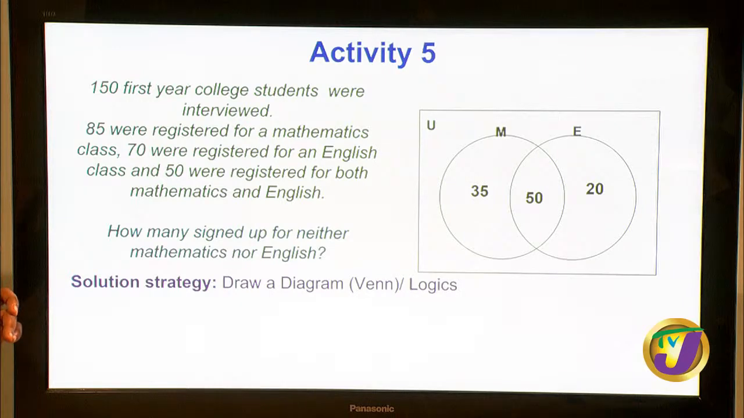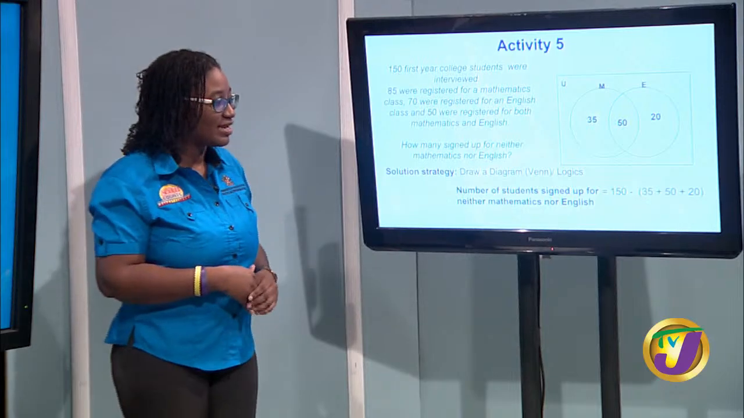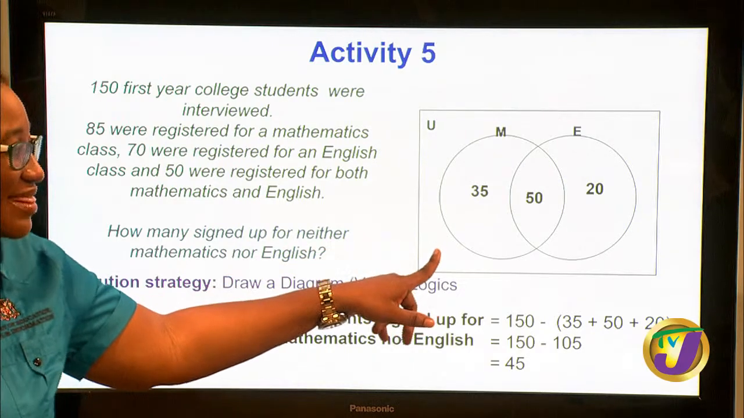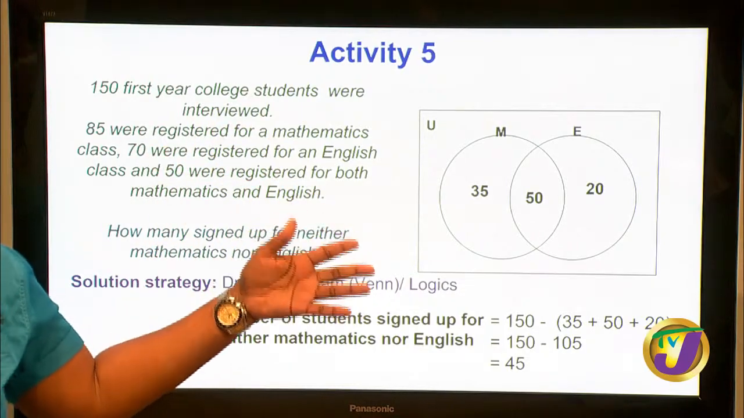So that means that 45 students are there that we didn't account for. Where did you get that 45? Because it's 150 students, and I have 105 students in the Venn diagram already. So I need to take that 105 out of that 150, and the remaining students, that 45, must be those who do neither math nor English, or didn't register, let me fix that, for math nor English.